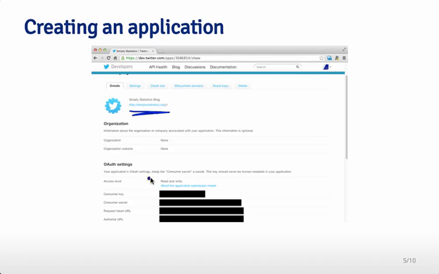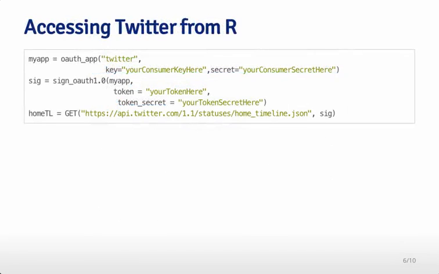Down here under the OAuth settings, I actually get to see that I have read and write access to the API. And then there are a bunch of numbers. I've blacked them out here because these numbers are private to you in the application that you built. But you'll have a number for your consumer key, your consumer secret, a request token URL, and an authorization URL. You're going to want to copy down all of those numbers once you've created an application because we're going to use them later in the R code to be able to access the API.